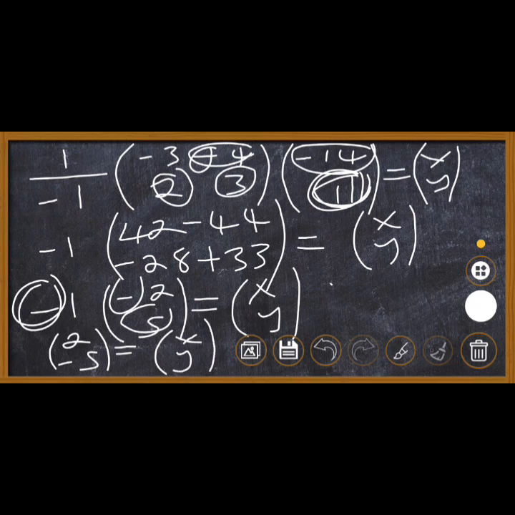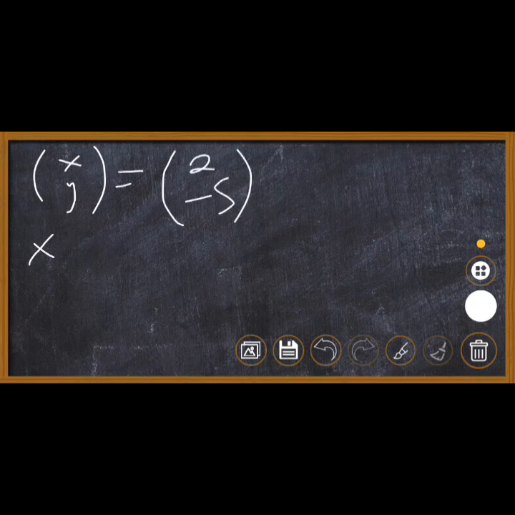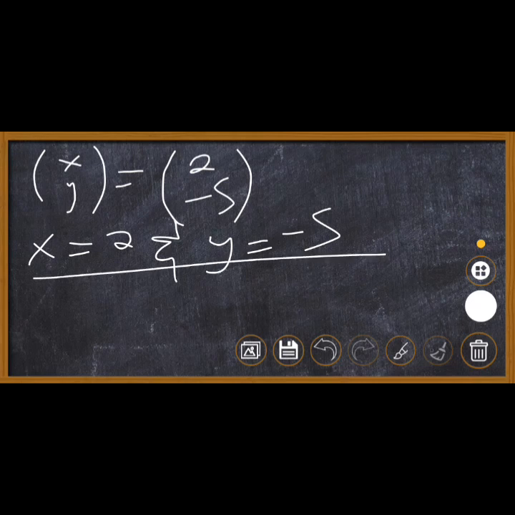So these are our values. We have X, Y equal to 2 and negative 5. So X equals 2 and also Y equals negative 5. So these are our values. This is how we find the unknown values of the given simultaneous equation using the inverse rule.